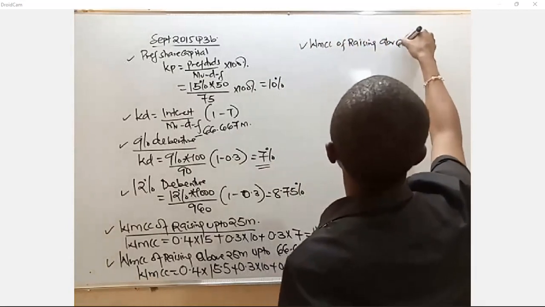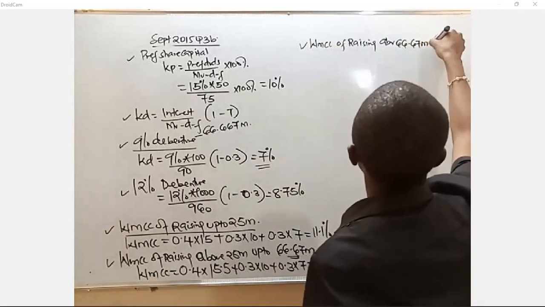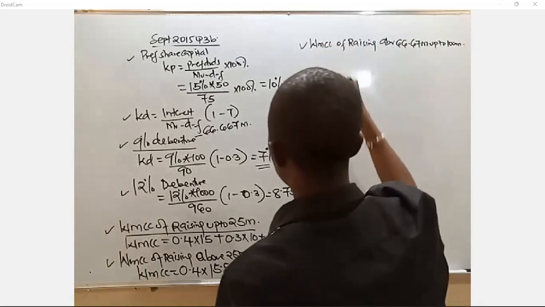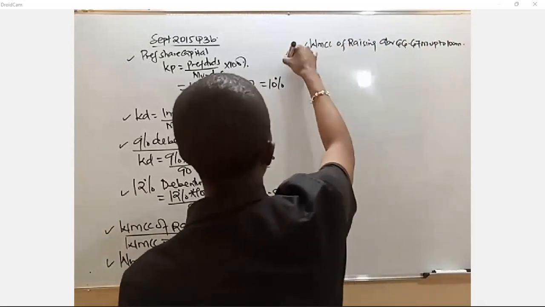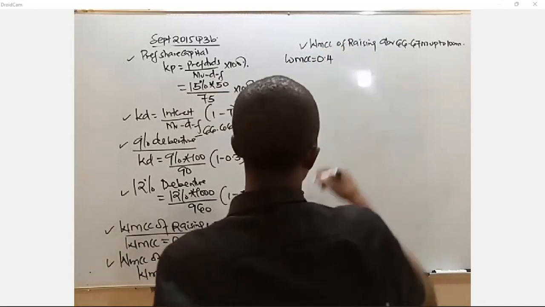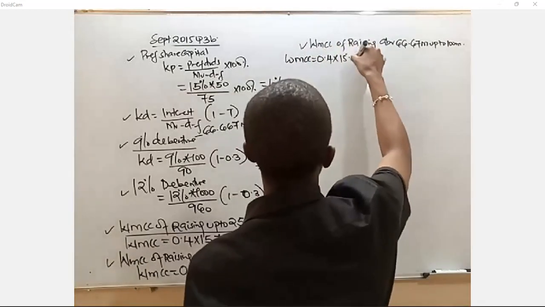I say, let us calculate the WMCC of raising above 66.67 million up to 100 million. Where am I going to get this? To get that WMCC, the weight of equity is 0.4. The expensive source is 15.5.